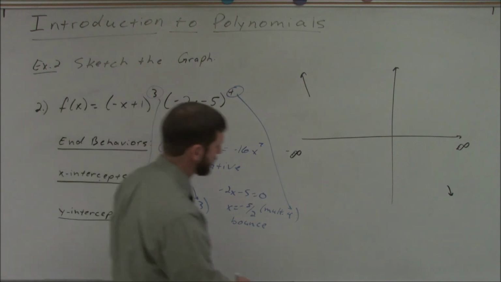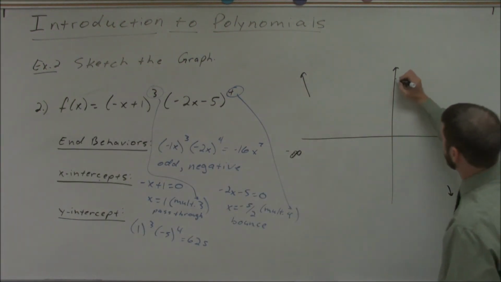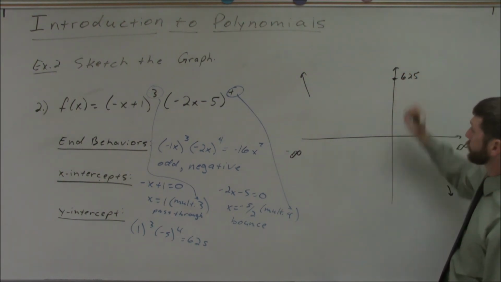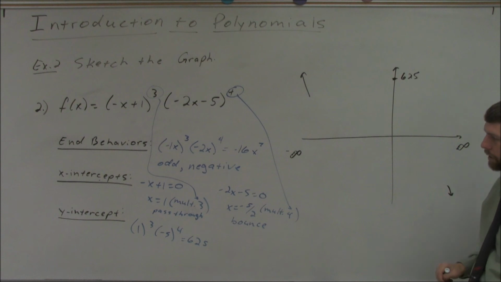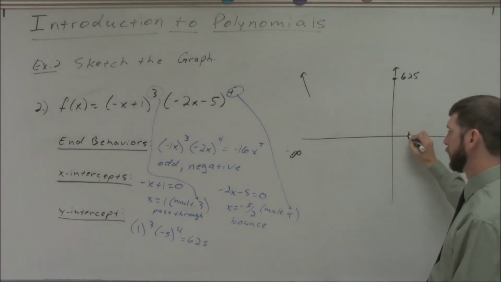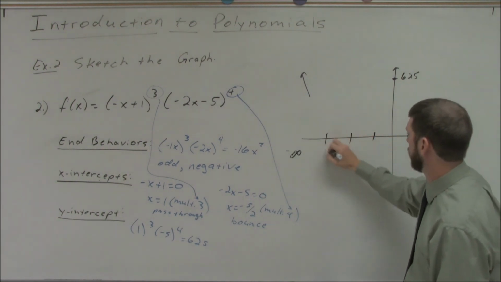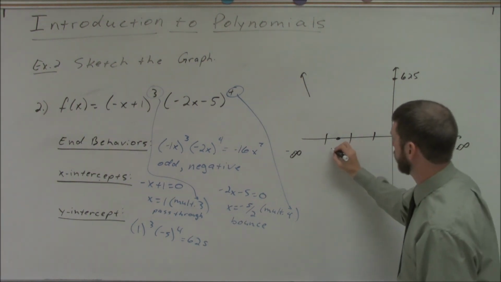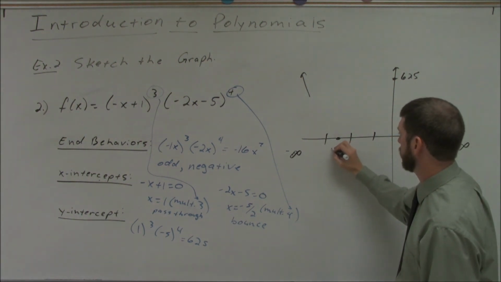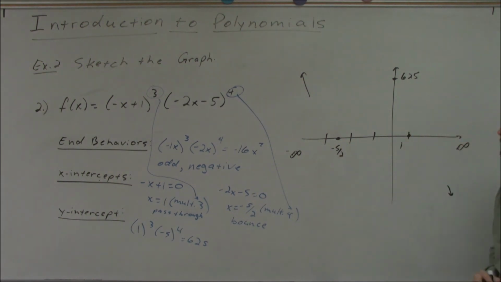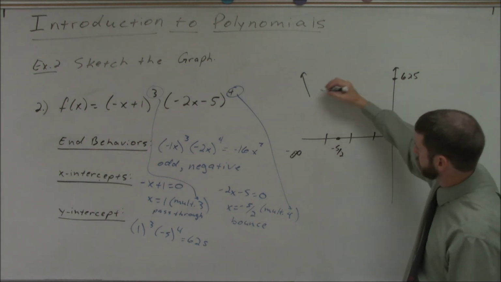Let's start plotting all of these points. So the y-intercept is obviously going to be somewhere up here. Doesn't have to be drawn to scale. X-intercepts are at 1 and negative 5 halves, negative 2 1/2. So negative 5 halves and 1. Now we just connect the dots. You can go from left to right, right to left, it doesn't matter. I'll go from left to right.